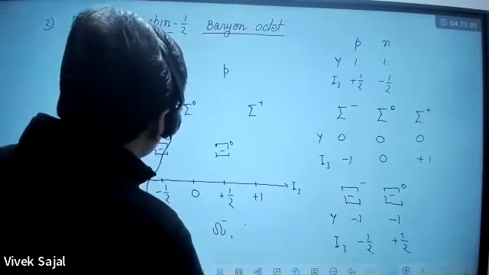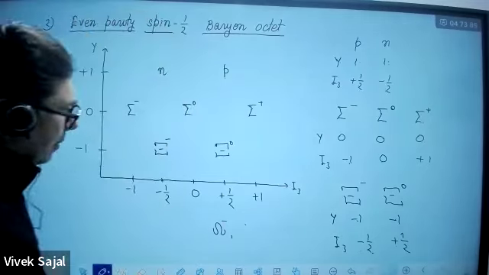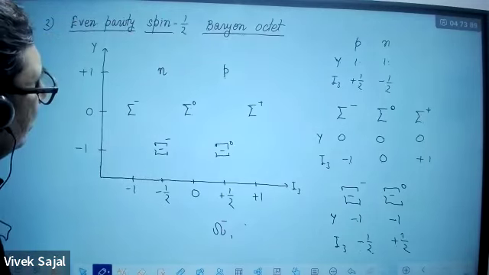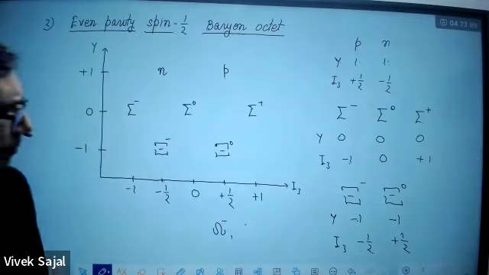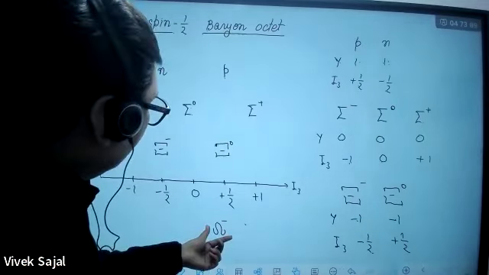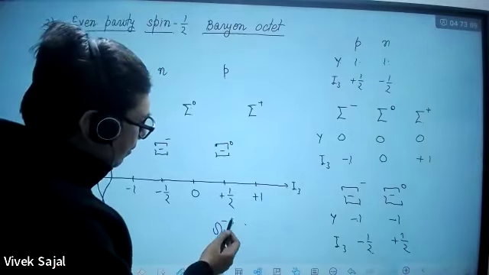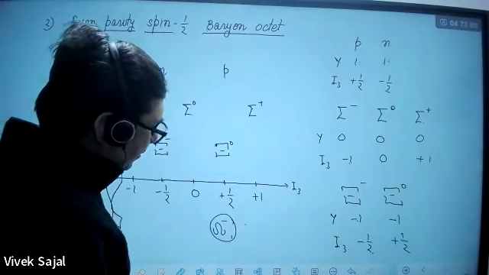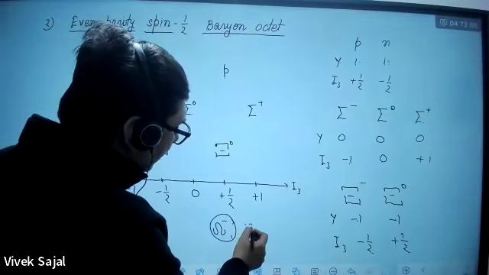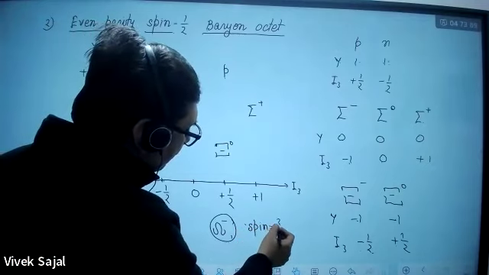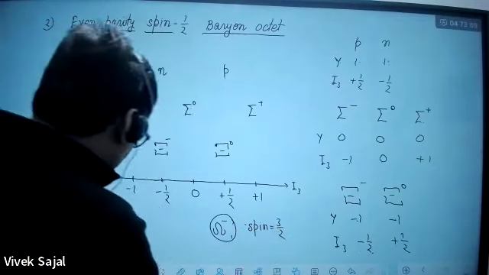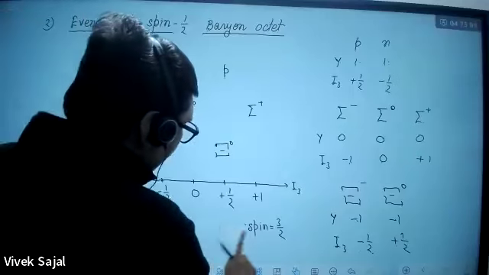So what will be this one? No, this will not be a part of this. Why will it not be a part of this? I've written it wrongly, because if you look at its spin, it is 3/2. So this will not be a part of this octet. So I have wrongly written it.